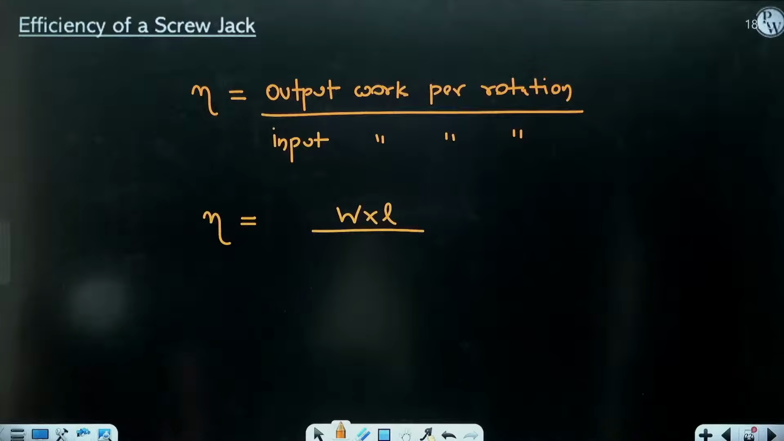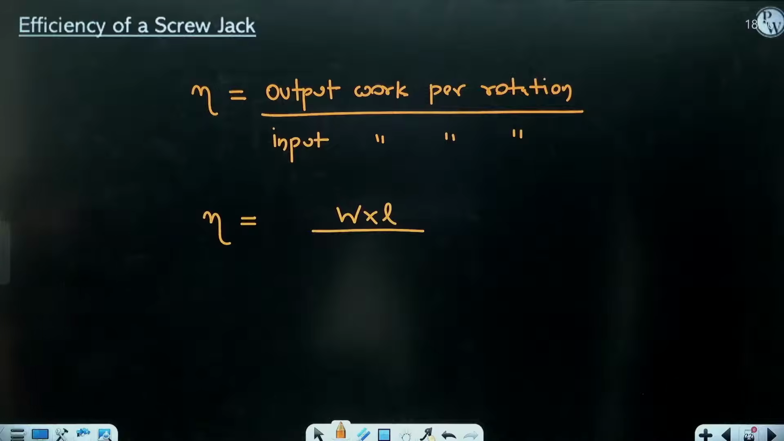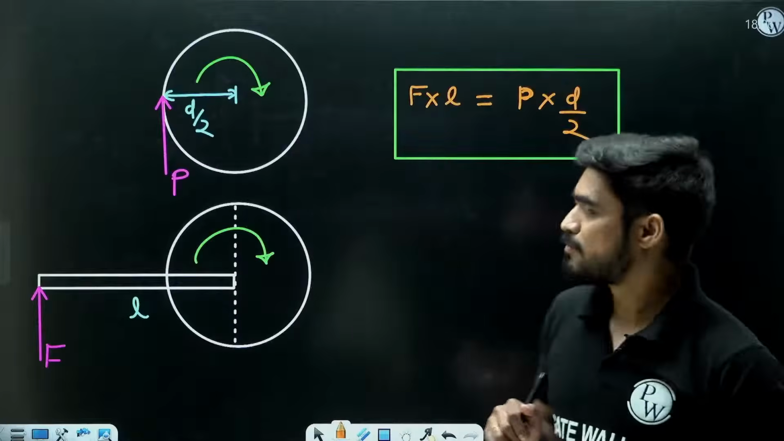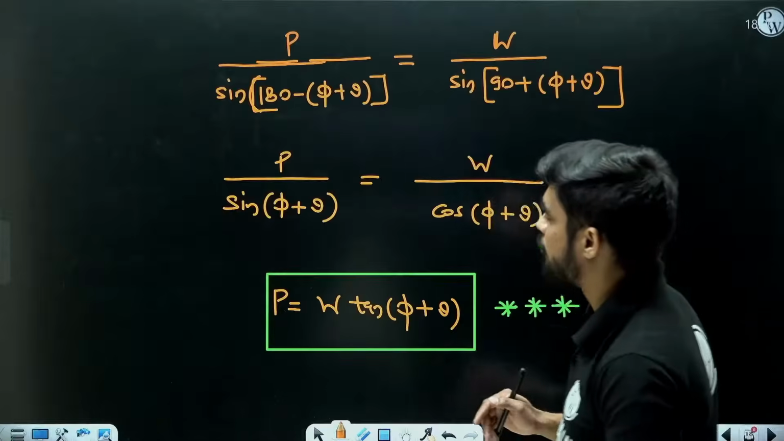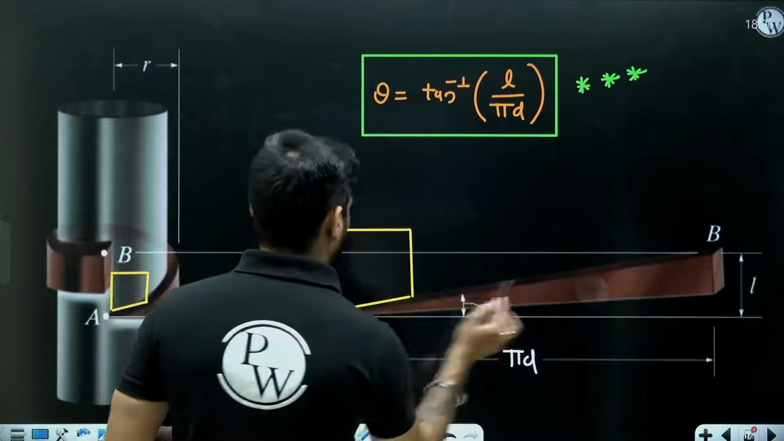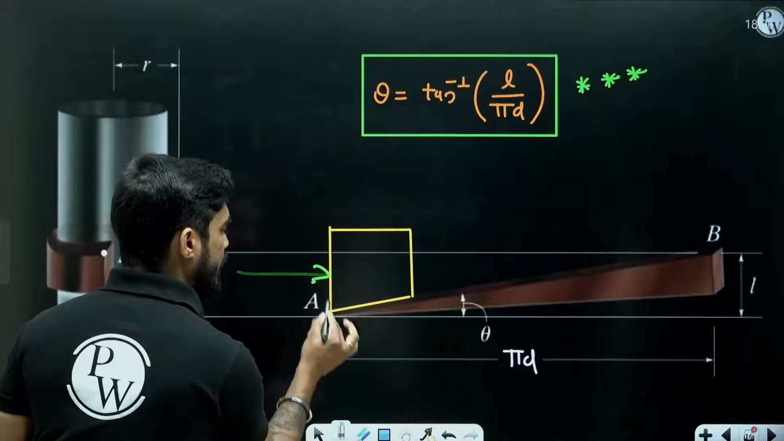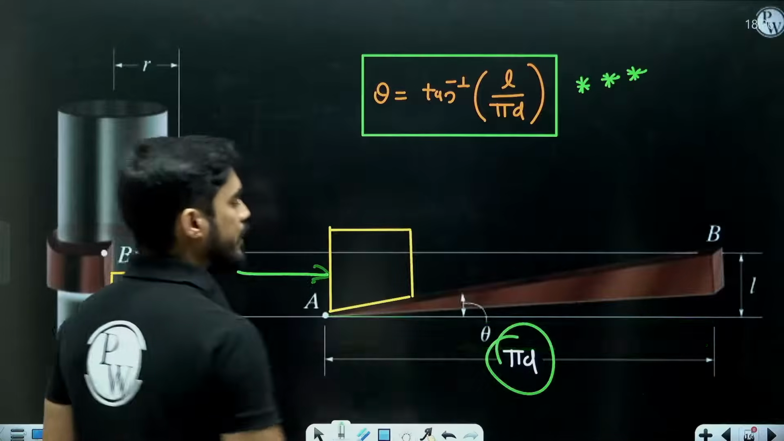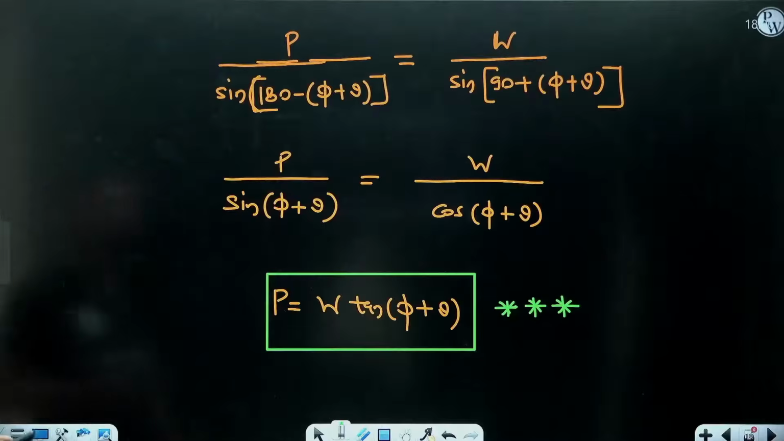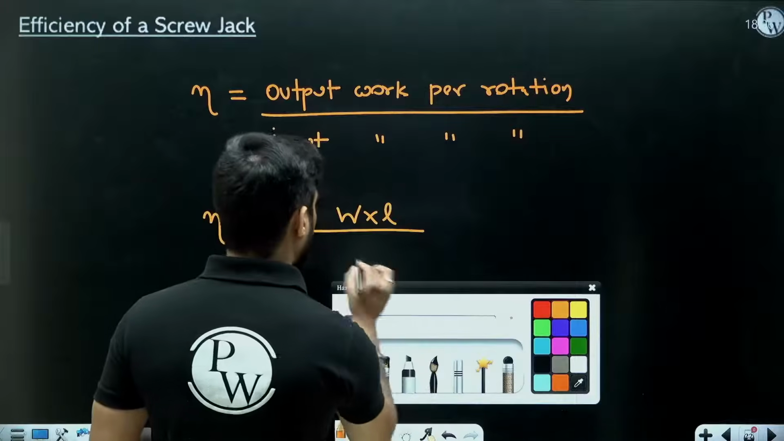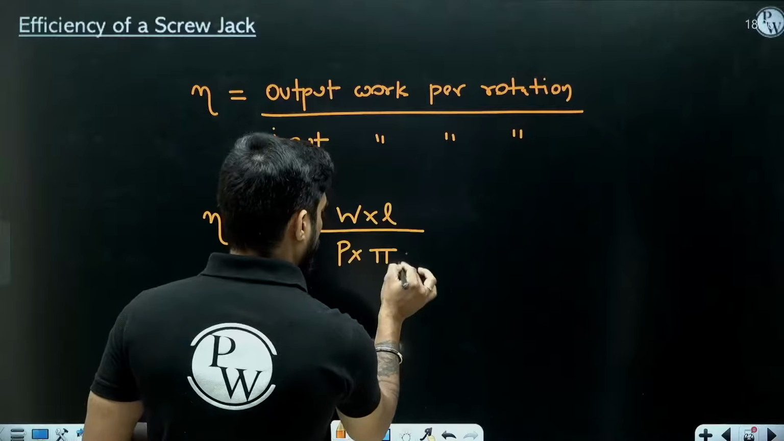Now what is your input? You are applying the force P, right? And that force P, how much it is moving? You are moving the force by this distance, na? We are applying a force like this and it is moving from A to B by this distance, pi d. So what is your input work? Force into distance, P into pi d.